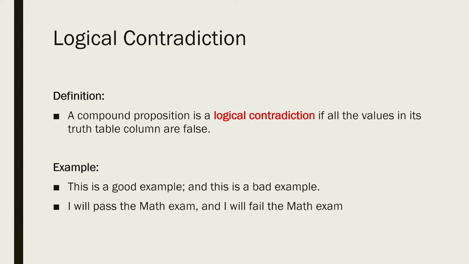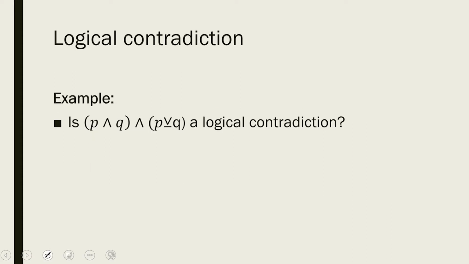Or, I will pass the math exam and I will fail the math exam. Same thing, you cannot pass and fail the same exam at the same time, so this statement will always be false. Again, let's look at the math example. We want to look at the proposition P and Q and P exclusive disjunction Q and determine whether it's a logical contradiction or not. So first, we need to set up our truth table.